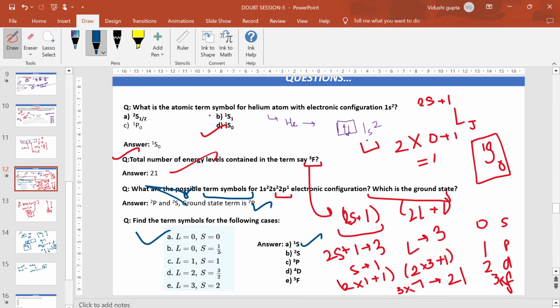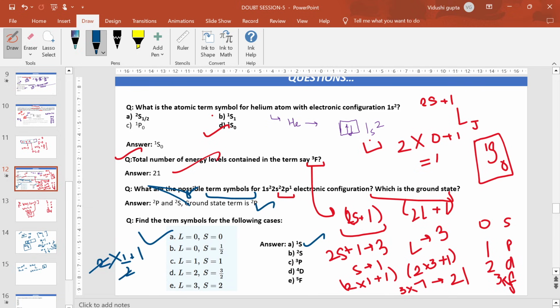Now if S is half, then 2 into half plus 1 is 2, and L 0 means S, that is 2S. Next, S is 1 and L is 1. So 2S plus 1 is 2 into 1 plus 1, that is 3. Now L is 1. L 1 means we're talking about P. So it will be 3P.